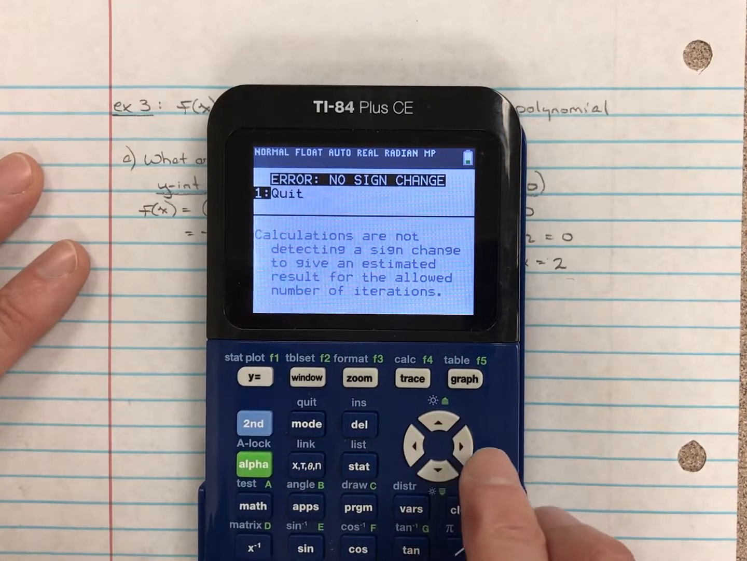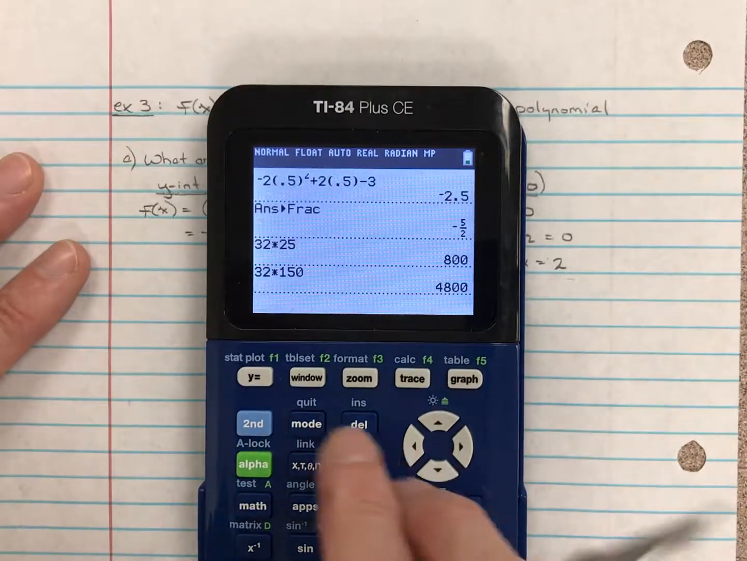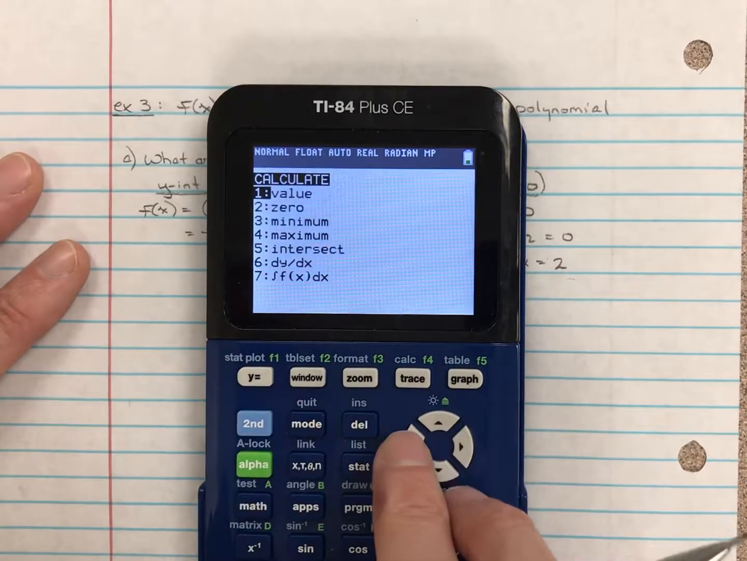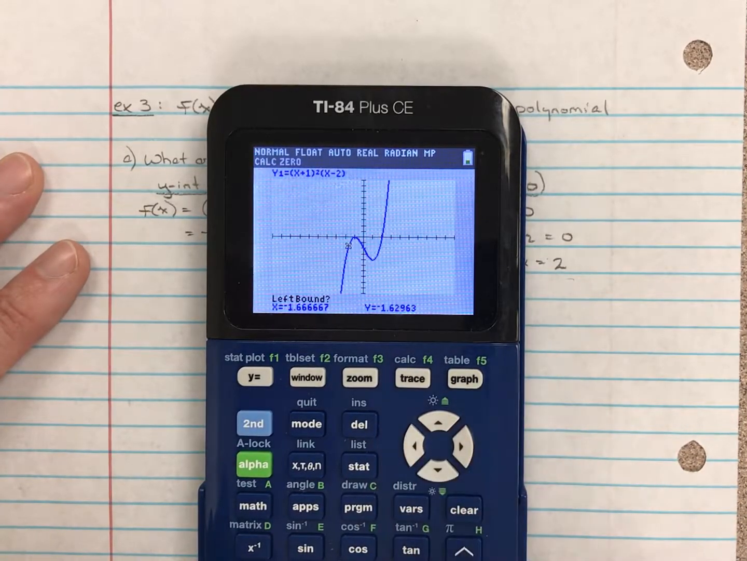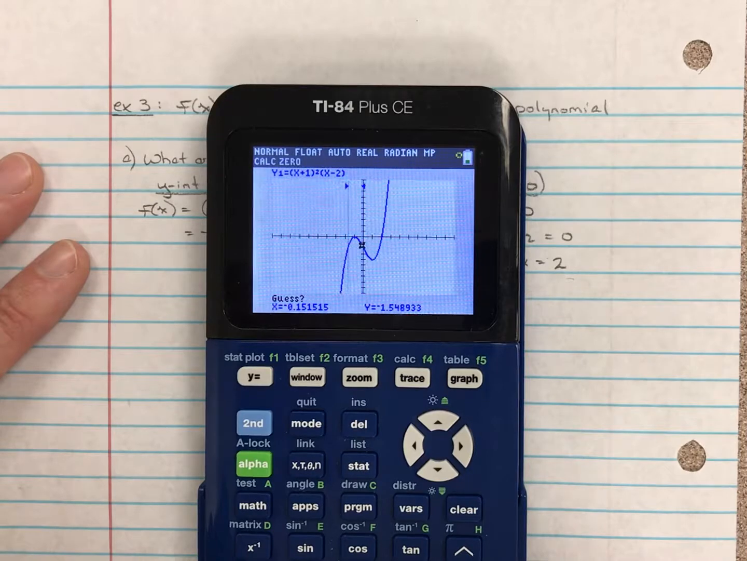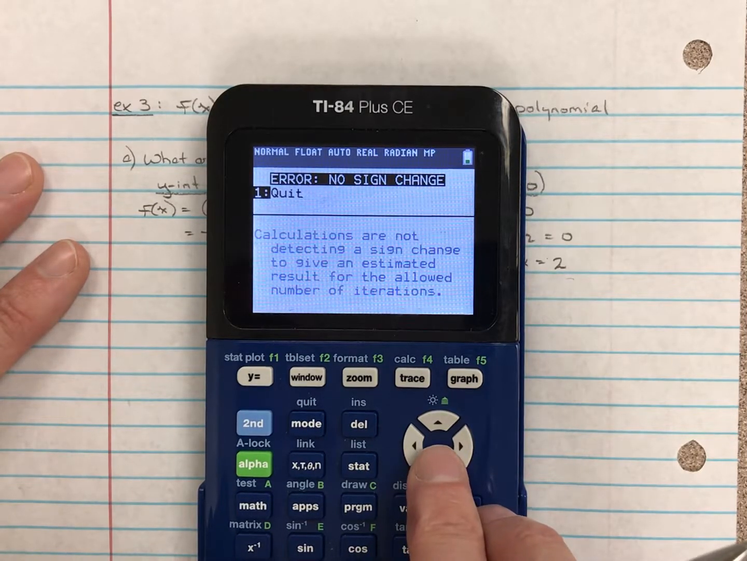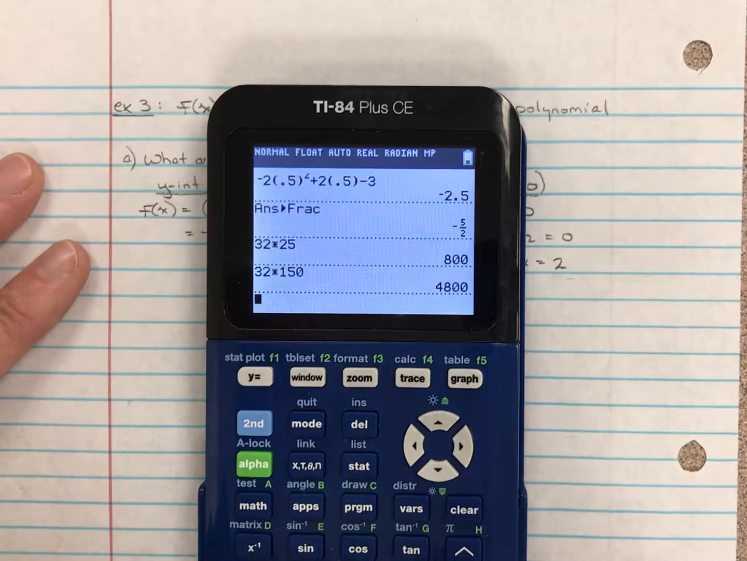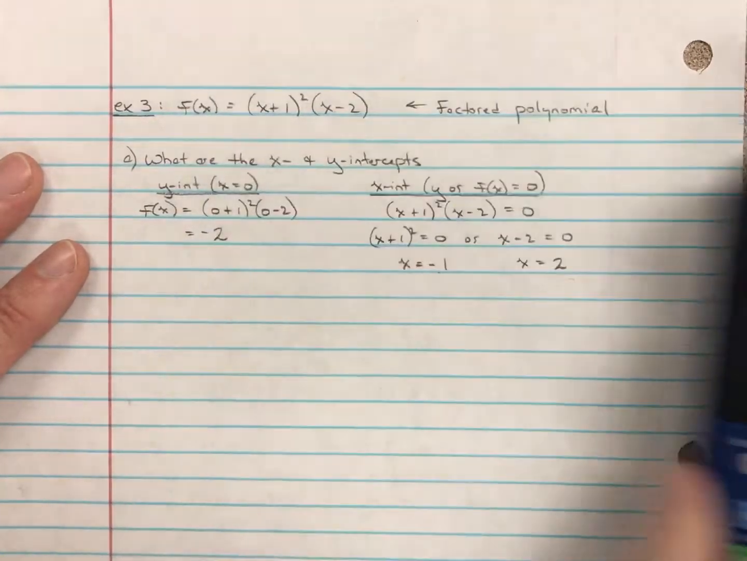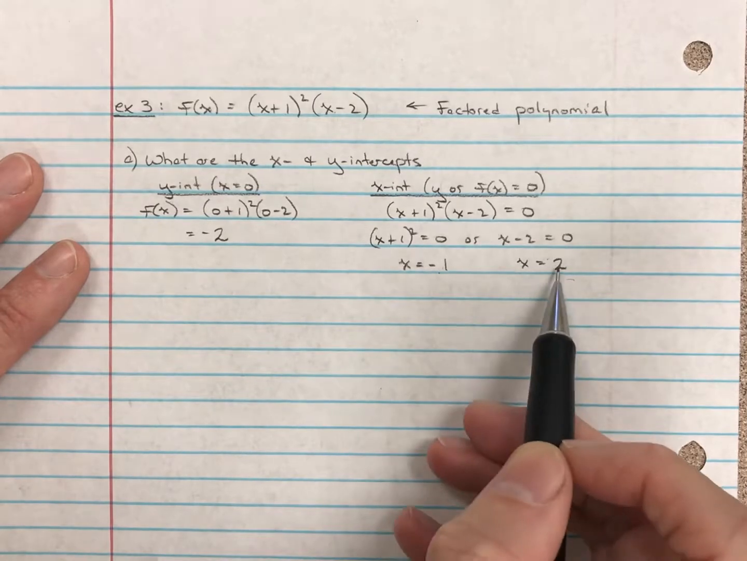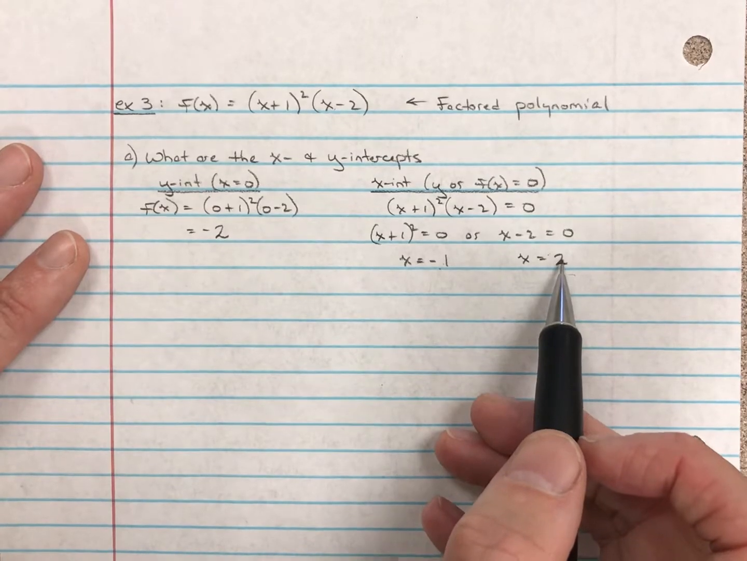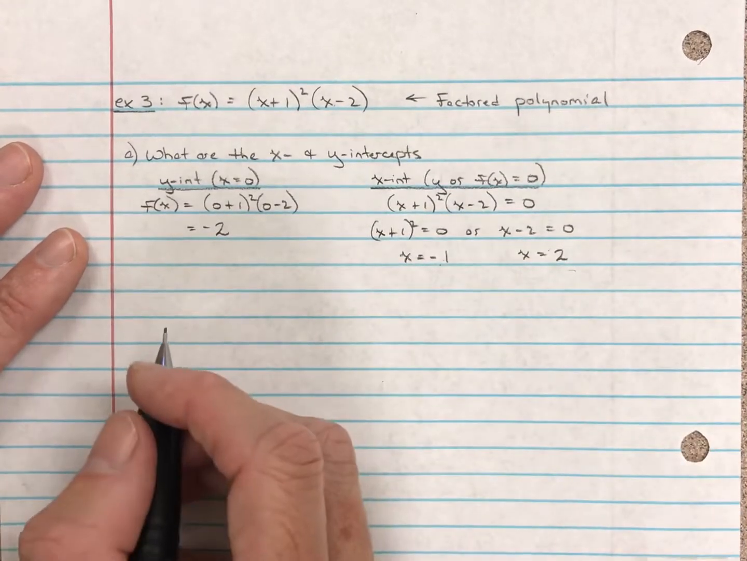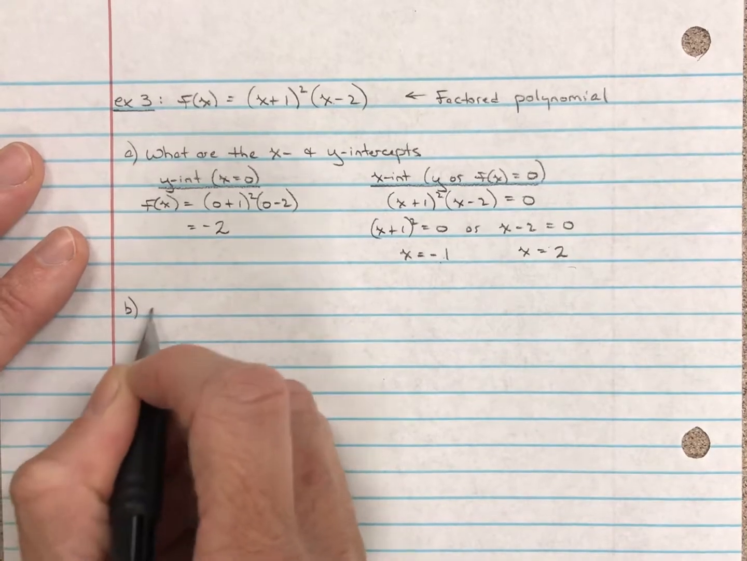Whoops, I mismade this. Let's quit this. Go back to the graph, second calc, zero. Oh, it's not noting this one. Nope, that's a max. It's not a zero. So you have to do that one as a maximum. I wasn't aware of that with the calculator. So negative 1 and positive 2 are our zeros, our roots.